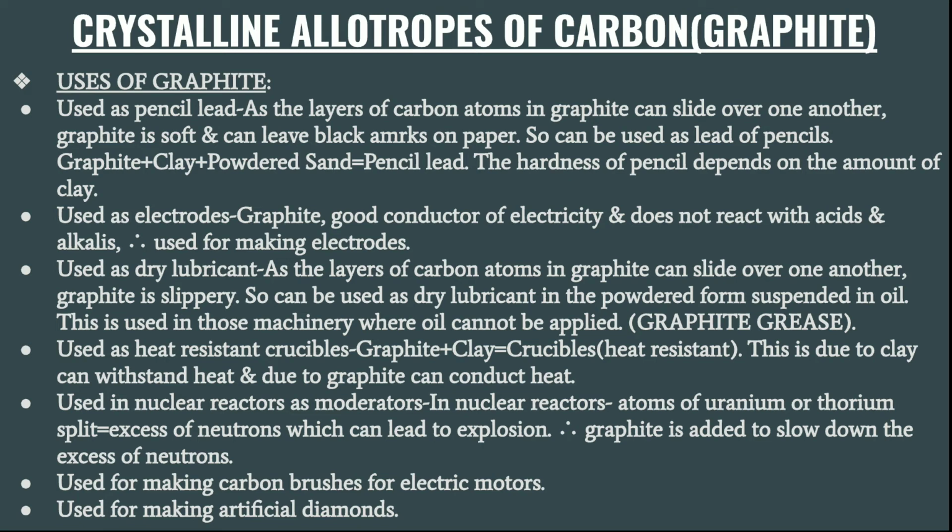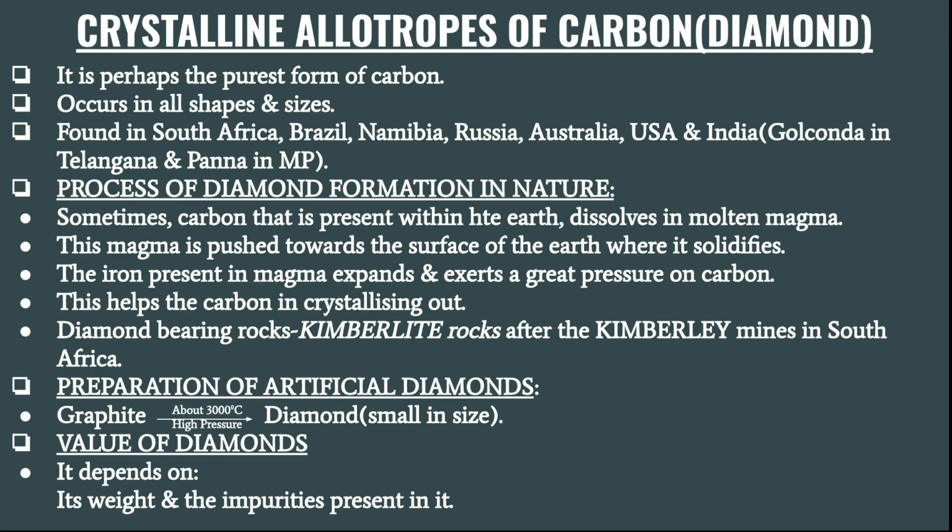Then it is used for making carbon brushes for electric motors, and also for making artificial diamonds. Next we come to diamond. Diamond is also a form of carbon. It is the purest form of carbon. An impure form of carbon is coal, and graphite is in between the two.